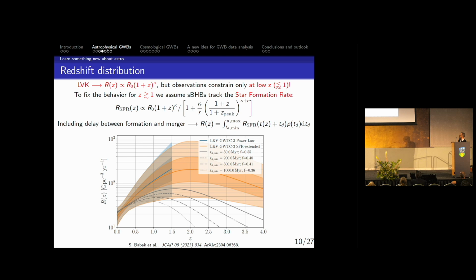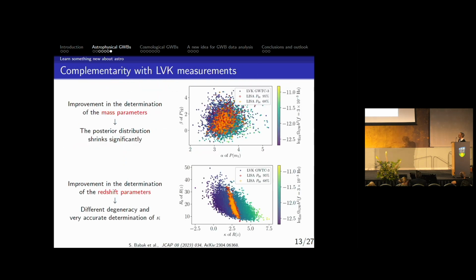And depending on the steepness and how high I go here, it would change the amplitude of the stochastic background quite a lot. So that's why this constraint is pretty tight here. So the main takeaway for astro signals: we can learn a lot if we measure this with LISA, and we can improve quite significantly compared to what we get currently from Earth-based detectors.